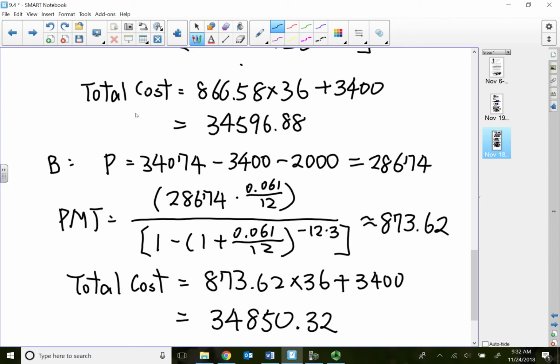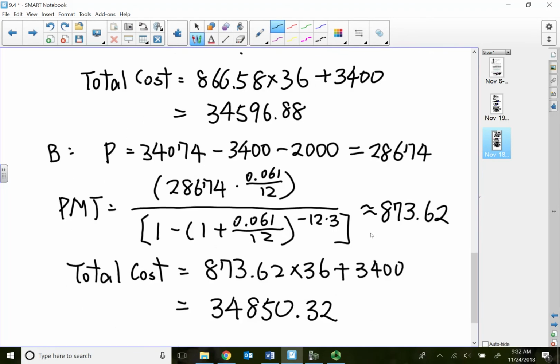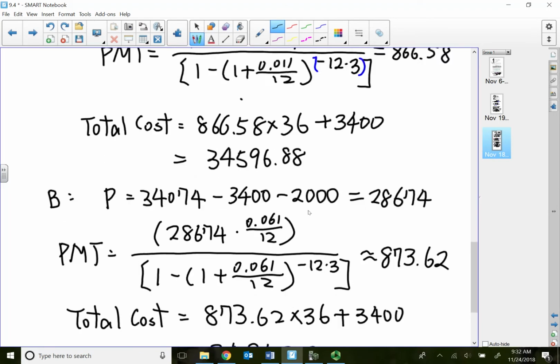So these are the two answers for option A and B. It seems like option A saved him a couple hundred dollars.